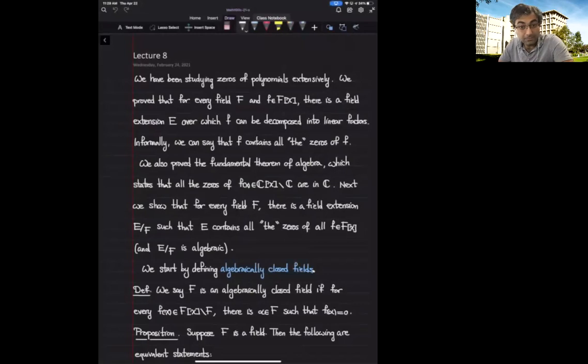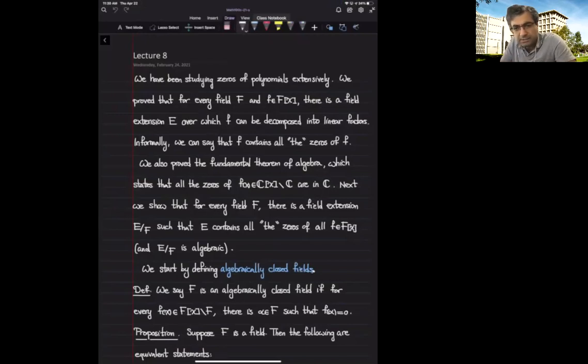So far, we have been studying zeros of single variable polynomials, and we proved many things. At the end, we got to Galois theory, and we realized how much symmetries of zeros of a polynomial can give us information about all the zeros of the polynomial. After adding the zeros, we got the splitting fields and so on.